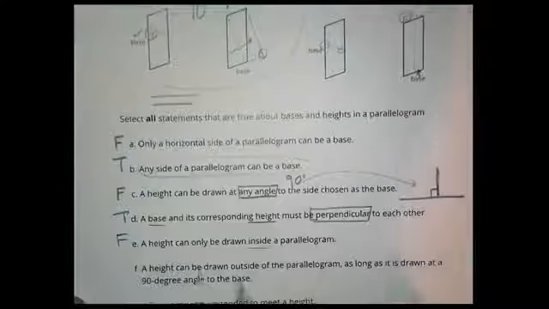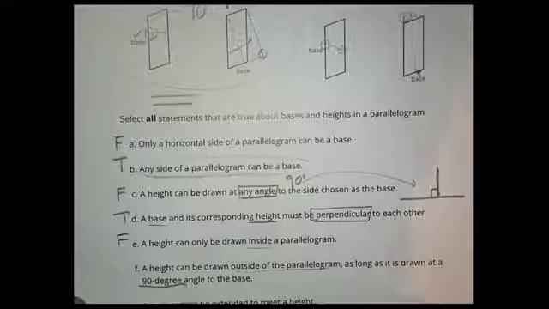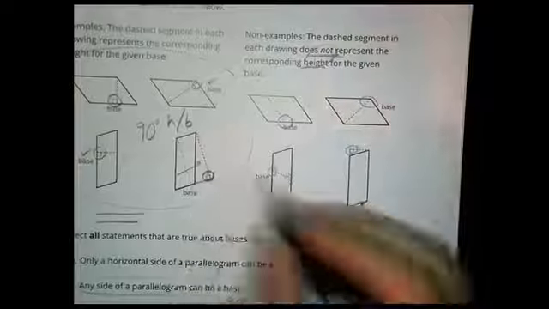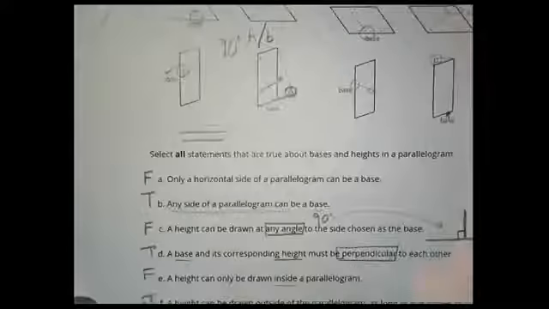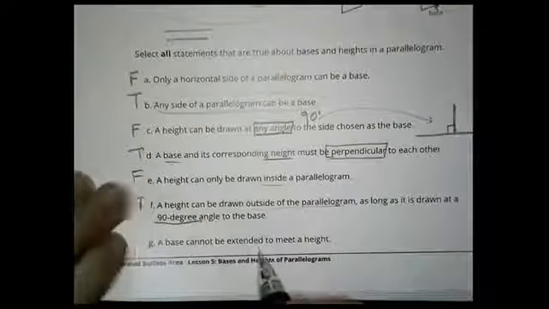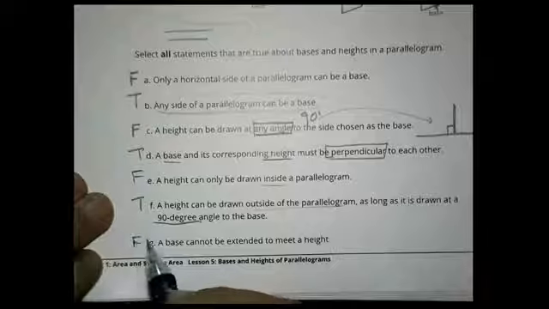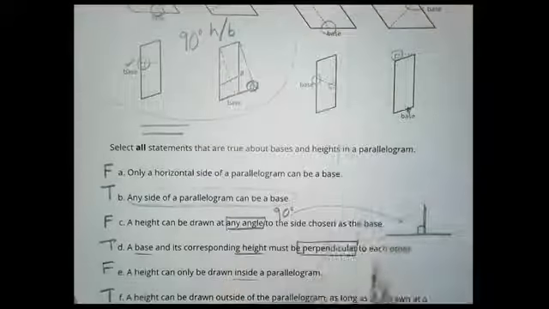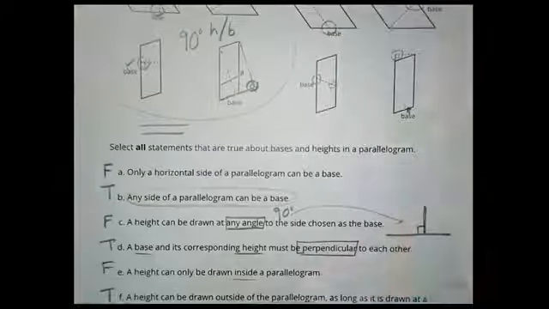A height can be drawn outside the parallelogram as long as it is drawn at a 90-degree angle to the base. Well, is that what we did here? I see a 90-degree angle with the base, so that is true. And finally, we have a base cannot be extended to meet a height. Well, that's going to be false. And we see it in that same problem right here because the base is extended out to meet a height. So that would be a false statement right there.